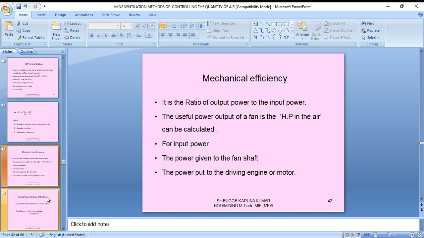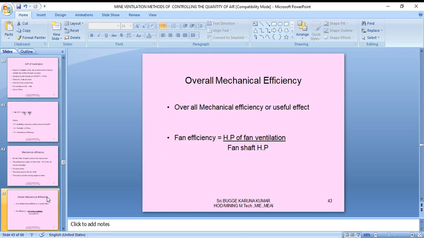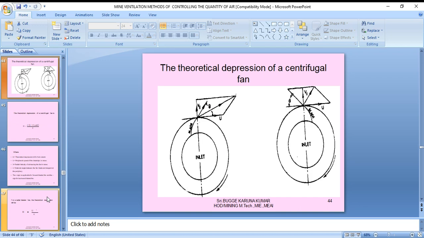Then mechanical efficiency, the ratio of the output power and input power. Efficiency means how much output is coming versus what input is given. The useful power output of the fan is the HP in the air, which can be calculated. The input power is the power given to the fan shaft, the power put in by the driving engine or motor. The overall mechanical efficiency or useful effect, the fan efficiency, is the HP of the fan ventilation divided by the fan shaft HP. This is very important for a fan: how much is produced versus the ventilation HP. So here is the theoretical depression formula for calculation purposes.